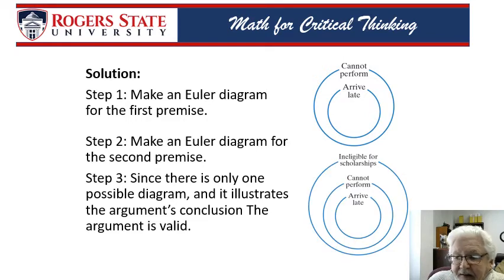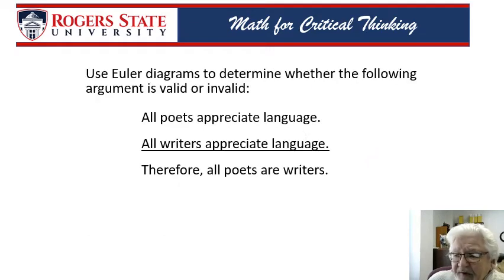The people who cannot perform are ineligible for scholarships. So what that means is that of the people who are ineligible for scholarships, some of them cannot perform. And all the people who cannot perform are ineligible for scholarships. Now, can you conclude from that that all people who arrive late are ineligible for scholarships? Well, clearly you can, because the arrive-lates are completely inside the ineligible for scholarships. So you see, this helps us visualize what this logic looks like. And sometimes the visualization is really useful.